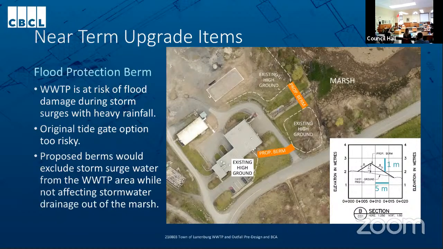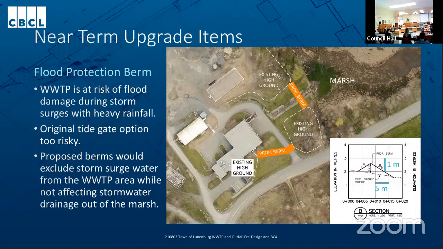As you're no doubt aware, during Hurricane Dorian, the wastewater treatment plant suffered significant flooding to the process room, which damaged a number of pieces of equipment, which then had to be replaced. And the plant did not return to full service for at least 6 weeks following that storm. And it continues to be at risk from storm surges and also from heavy rainfall.